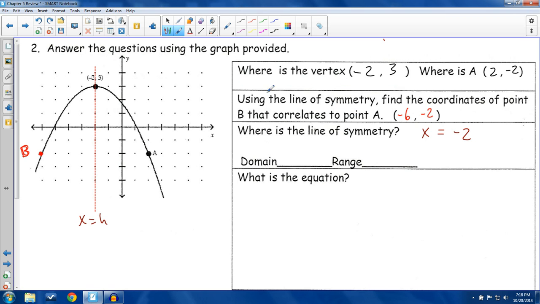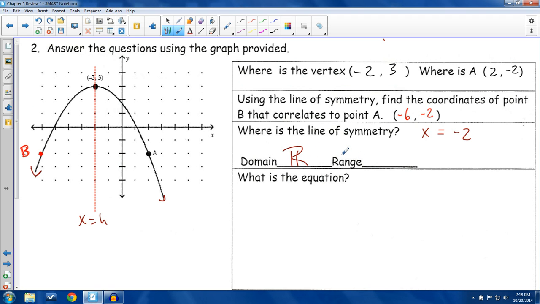My domain is the set of x values which still reveal a y value. And in this case, there is no restriction on my domain. For any parabola, unless they tell you a domain restriction, you'll always get all real numbers.